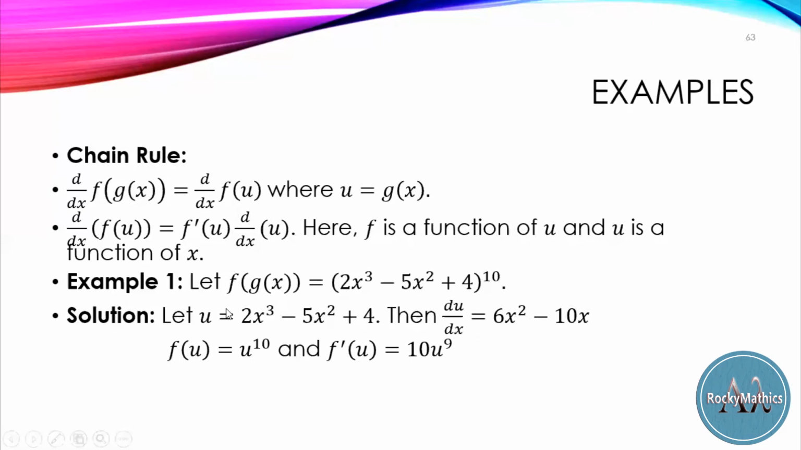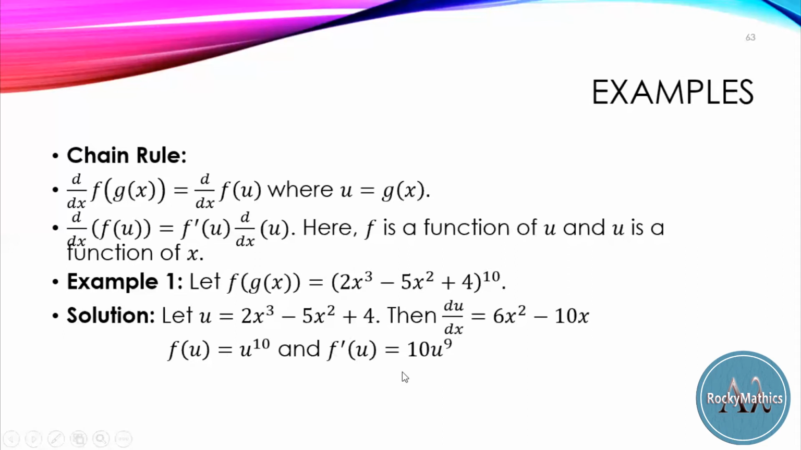Okay? Now, what is our f of u? Our f of u is a function of u. And since this is our u, our f of g of x becomes f of u. So f of u becomes u raised to 10, because this is our u. Okay? Now, what is f prime of u? The f prime of u is the derivative of u raised to 10, which is equal to 10 times u raised to 9 by the power rule.